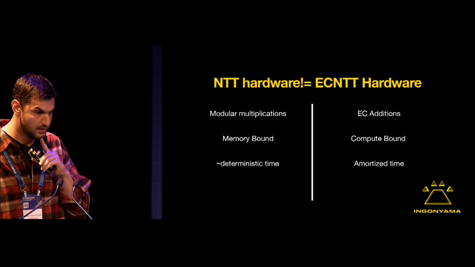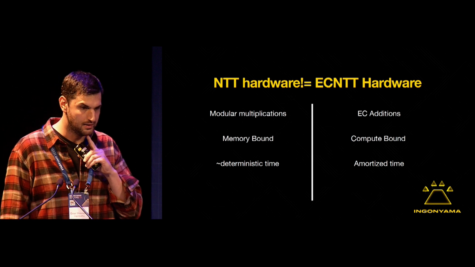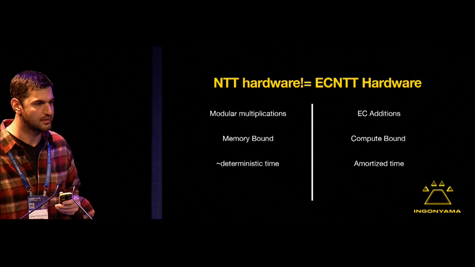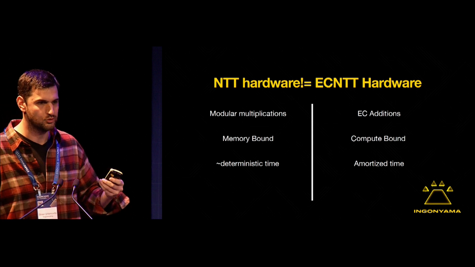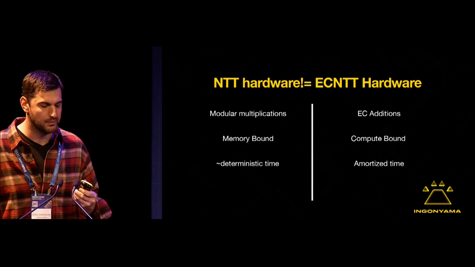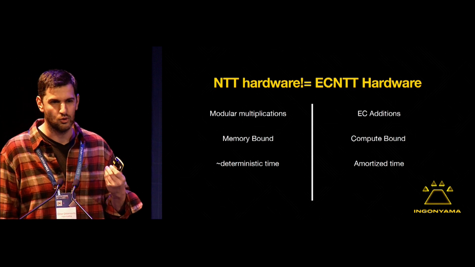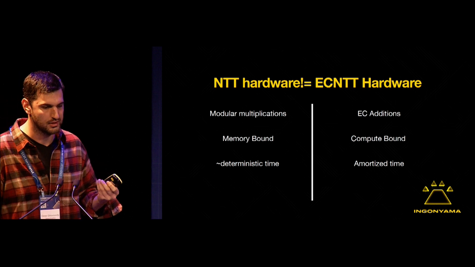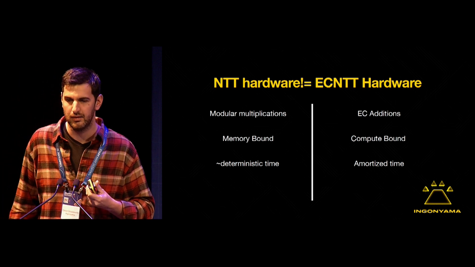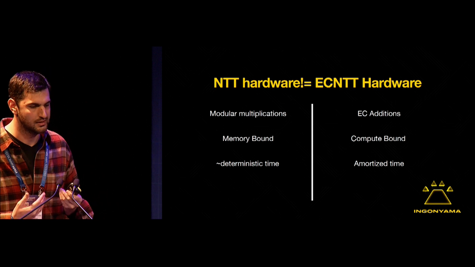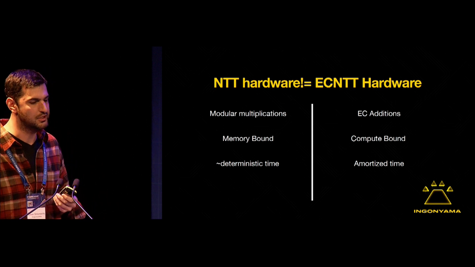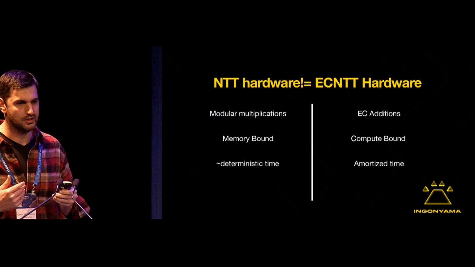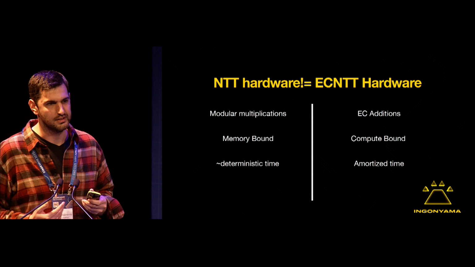First, in terms of memory, an EC point can be represented as 2 or 3 field elements. So it's 2-3 times larger in memory. But what's most important is that the basic operation being done in an NTT is the modular multiplication, while in ECNTT, what consumes most of the computation is an elliptic curve addition. Now this is a big difference because modular multiplication, we can do very efficiently in hardware.